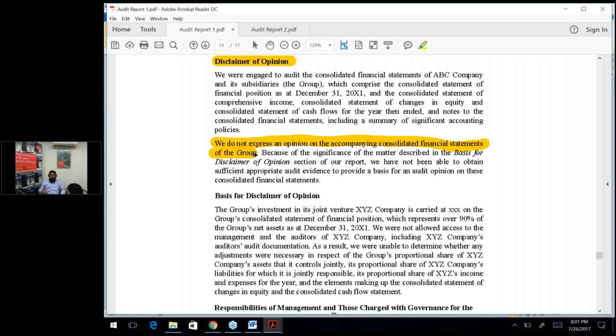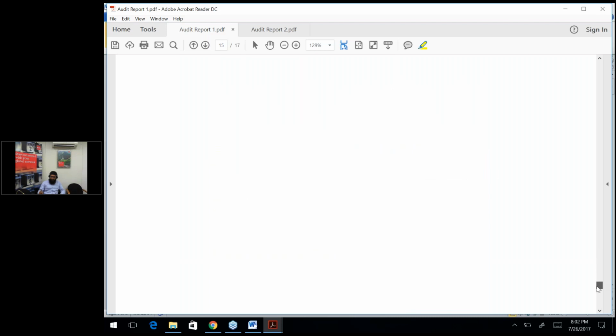But now, since you are not giving an opinion, it does not make sense to discuss CAM, because CAM refers to the matters which have been resolved between you and the management, and you're okay with those matters. So how could it be possible that you are giving a disclaimer on one side and you are giving this CAM section in the same report? You can't do that. So that is an important area, which is about disclaimer of opinion. So I think that is all about ISA 705 also.